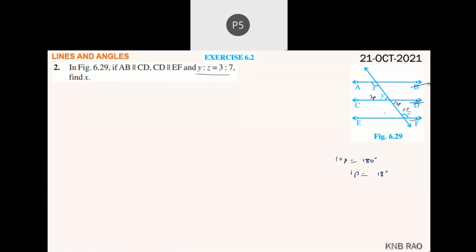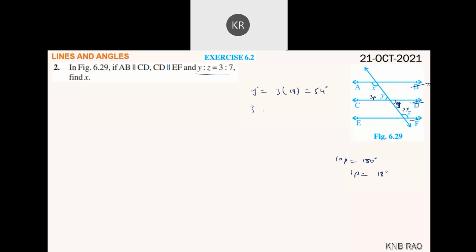Okay. Now, here, one part is 18 degrees. Three parts, vertically opposite. This is three parts. It is also y plus z is 180 degrees. Therefore, one part equals 18 degrees. That means y equals 3 times 18, which is 54. Correct?